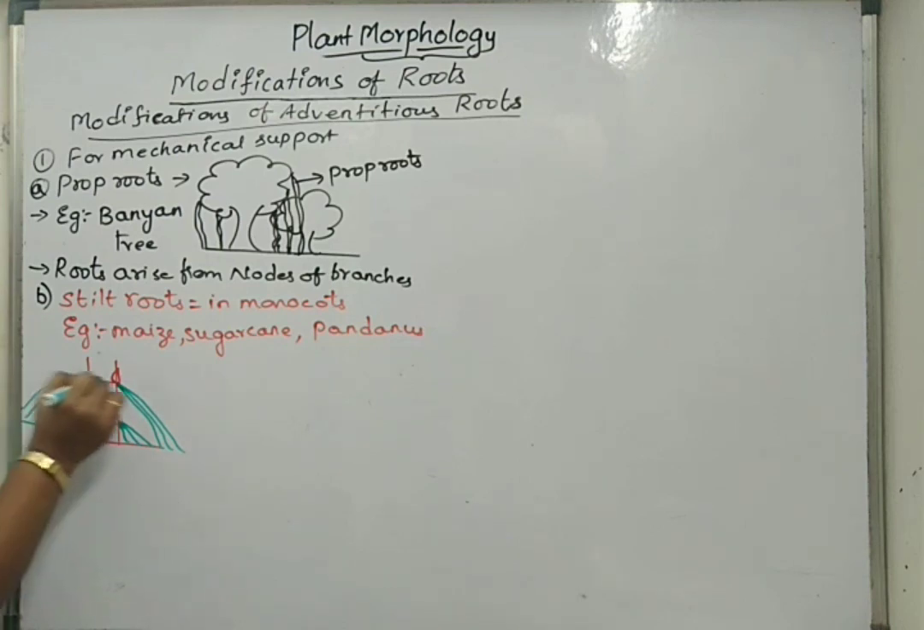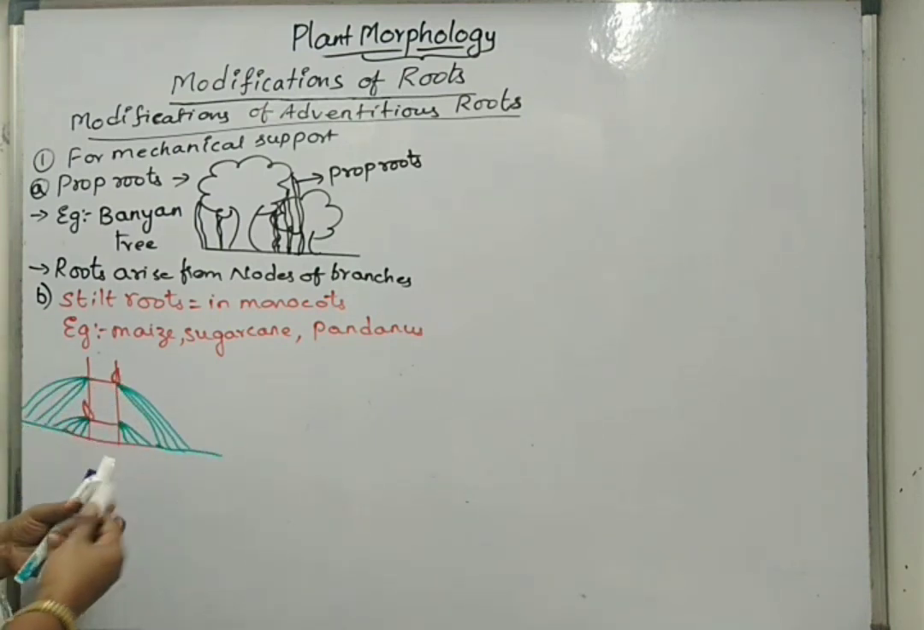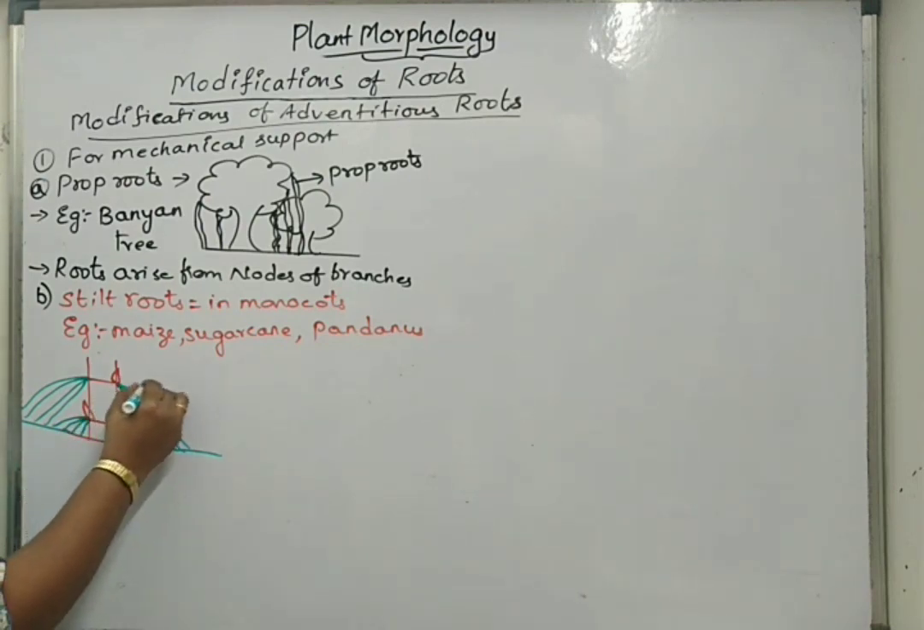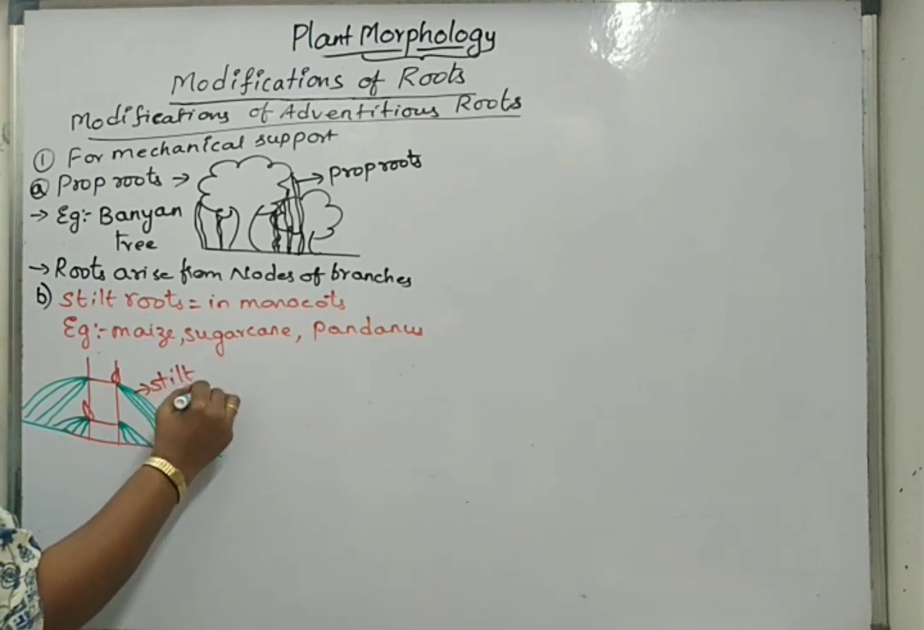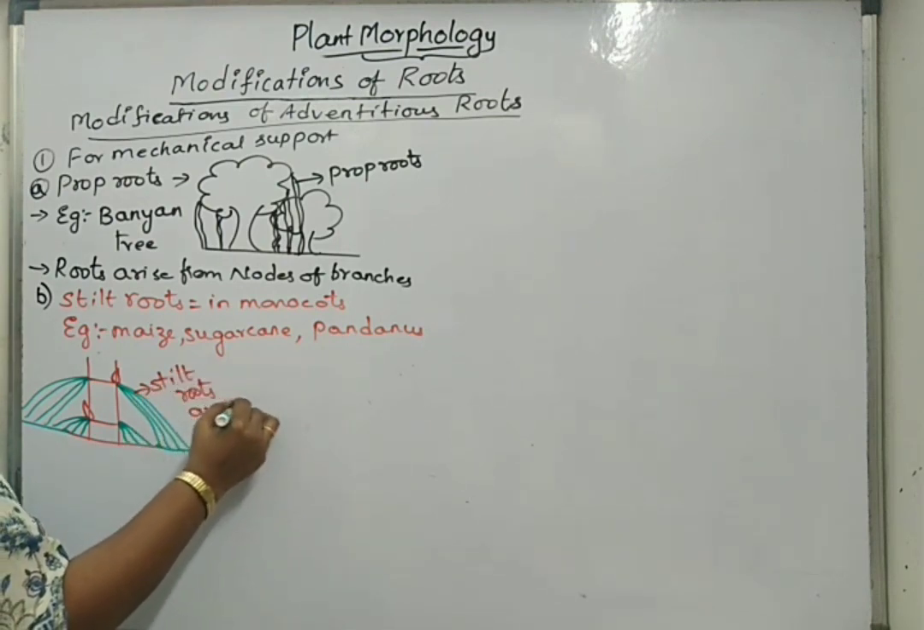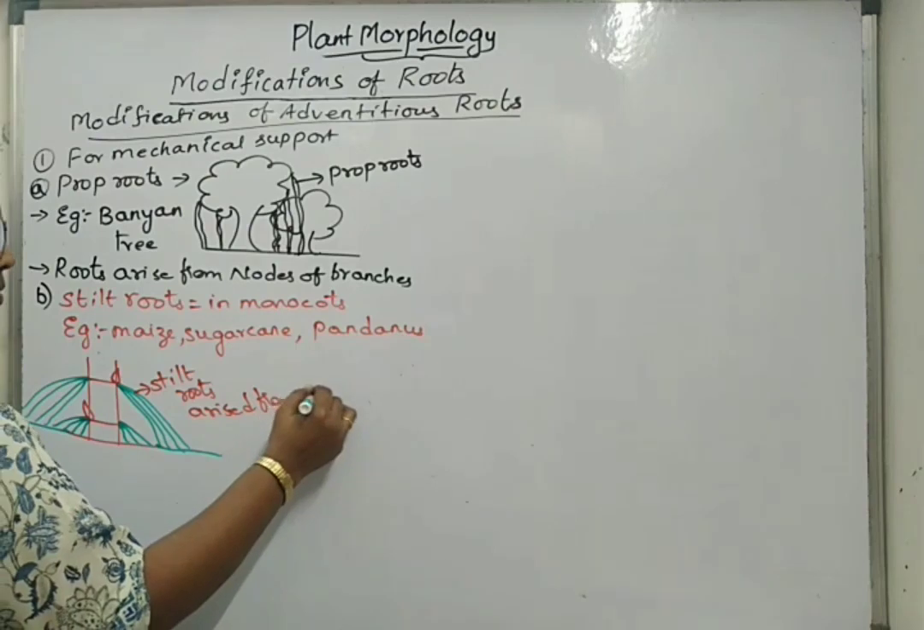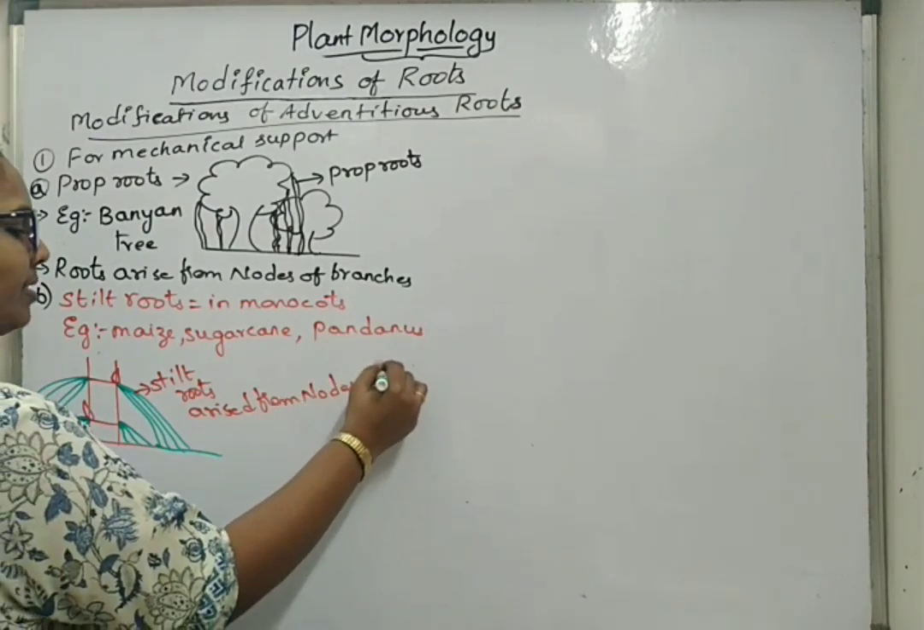They are giving mechanical support to the stem, as the stem of monocots is very weak. These stilt roots support the plant from falling either side. Stilt roots arise from nodes of stem.